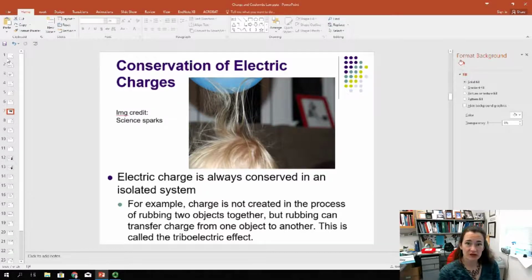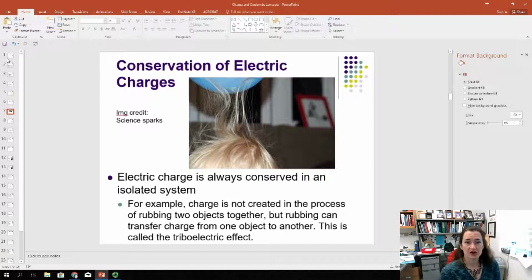But it's important to realize that you're not creating charge when this happens. You're just transferring it from one object to the other. Okay, the hair to the balloon or the balloon to the hair. I can never remember which way that goes. I can never keep it straight in my head. Sorry about that. But anyway, you're transferring charge through.